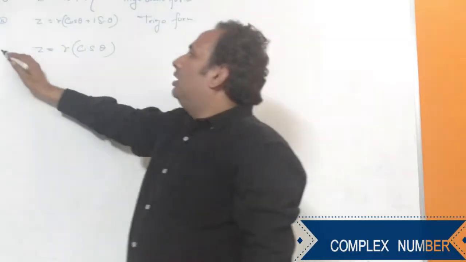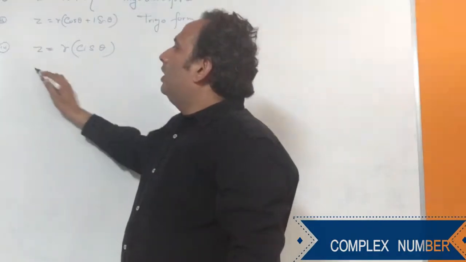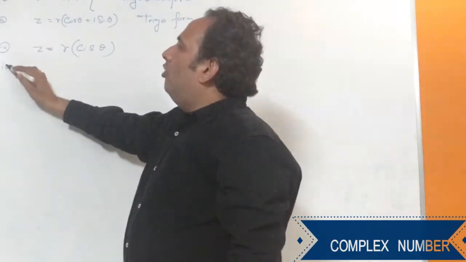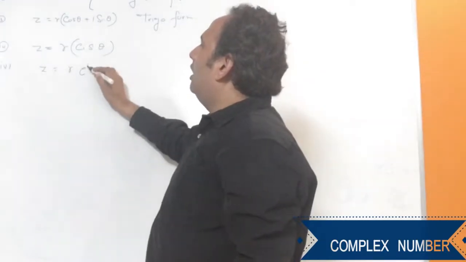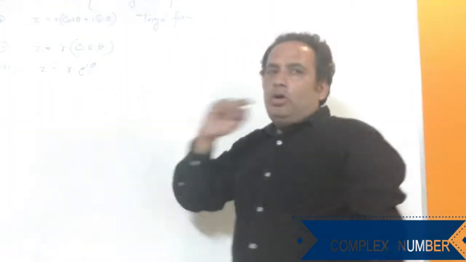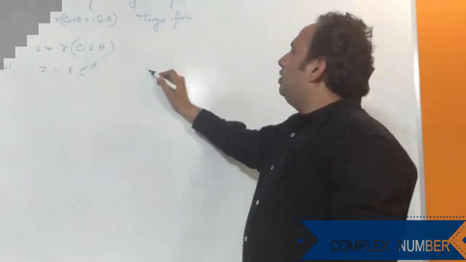And s stands for sine. So that is the third form, the cis form. Another well-known form is r e to the power iota theta. E to the power iota theta is also known as the Euler form.